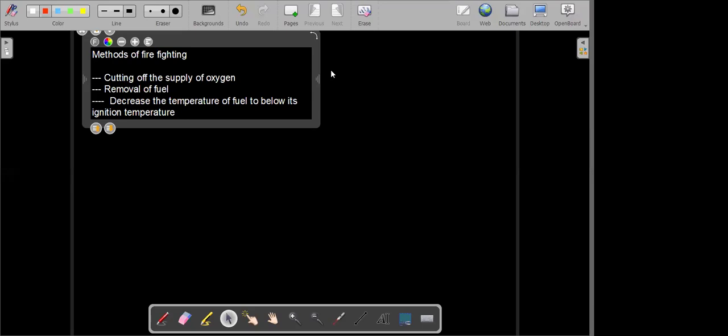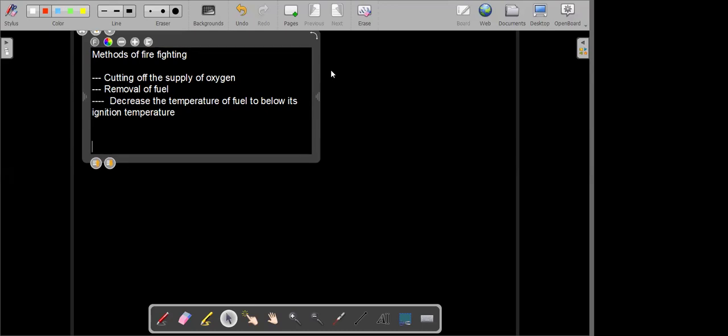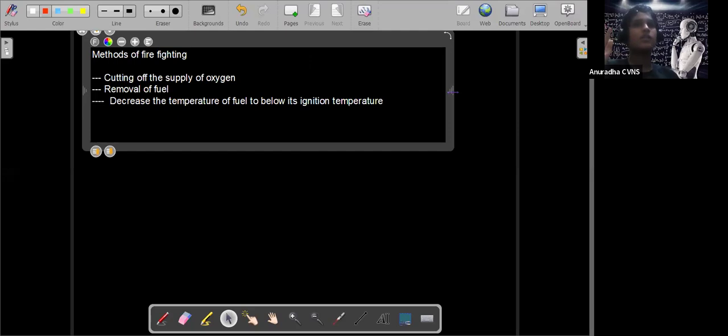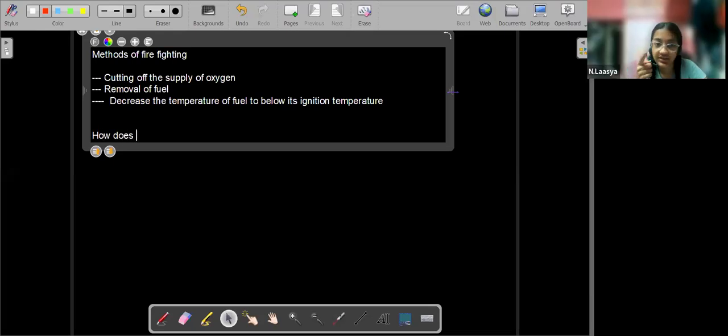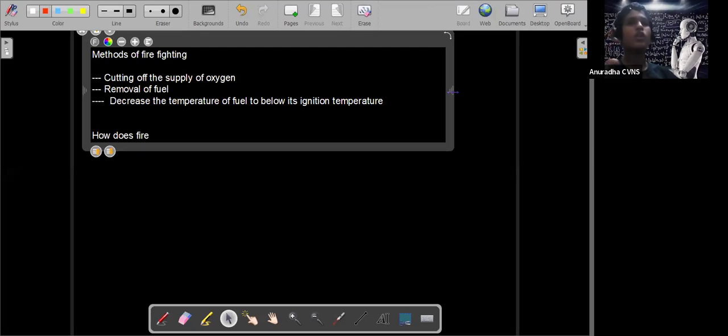So let's see what happens. Can anyone tell me how does fire extinguisher work? Sir, I will explain. Sir, when we use fire extinguisher, the CO2 in the fire extinguisher will not allow the oxygen to come to the fuel, sir. So that can stop the supply of oxygen because it is heavier than oxygen. CO2 is heavier than oxygen, so it can act as a blanket around the fuel.